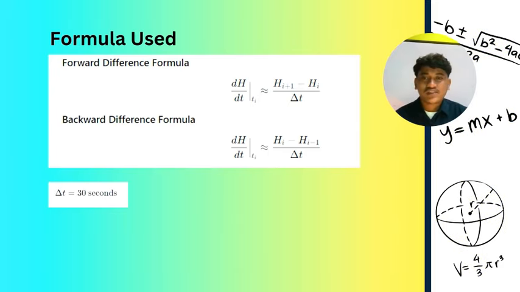Hi, my name is Muhammad Asif Ahmad Sani, and my matric number is ID230015, and I'm going to present question 2.2. For the first part, we are going to calculate the 2-point forward and 2-point backward. For 2-point forward, we use the formula h(n+1) minus h(n) over delta t, and for 2-point backward, h(n) minus h(n-1) over delta t. The delta t is 30 seconds.